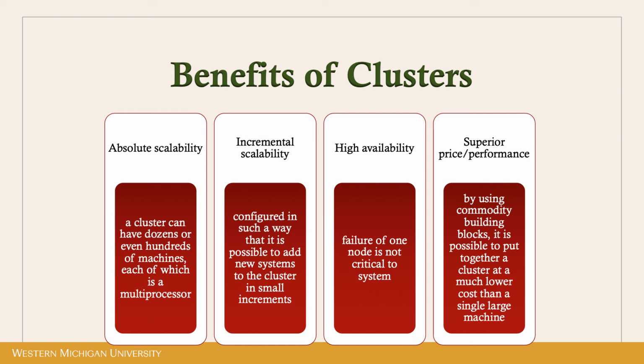They have high availability because the failure of a single node isn't critical to the system. Right? Just because one of these computers within a cluster fails, that's okay. I've got a whole bunch more, right, that can kind of take up the load and keep things available. And you tend to have superior price per performance, right? The price to performance ratio tends to be pretty good because we can use commodity building blocks, right? It's possible to get a cluster put together at a lower cost than a single large machine because I can just buy cheap systems to act as my nodes. It might take some more of them, but we can usually get some pretty good pricing to add a bunch of power to our clusters.